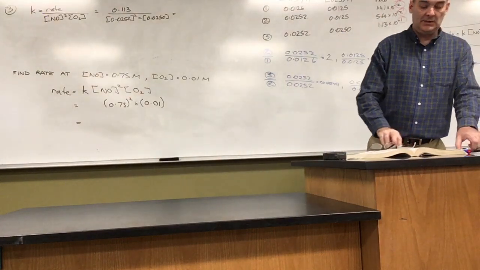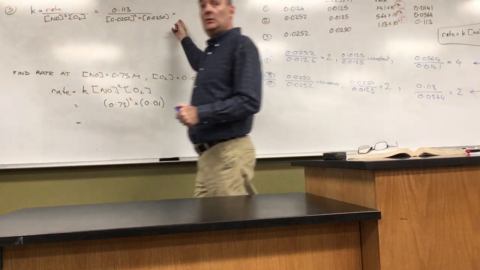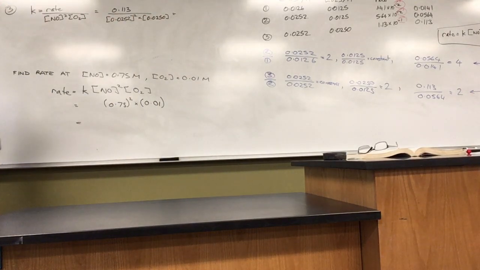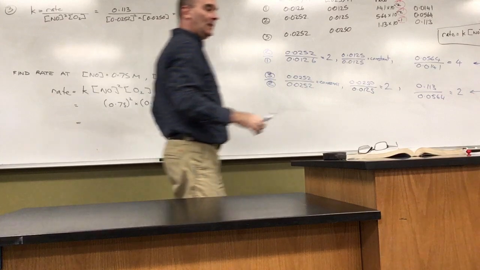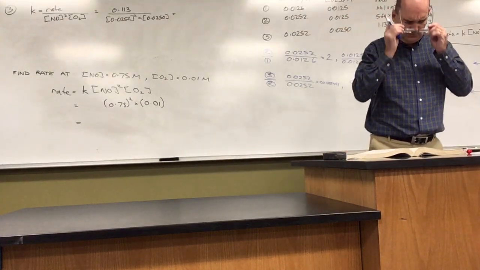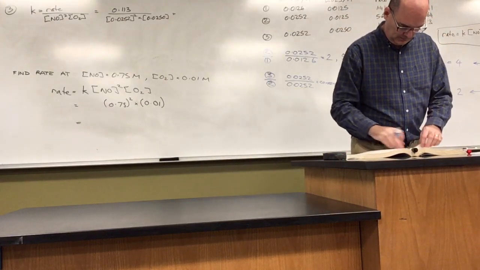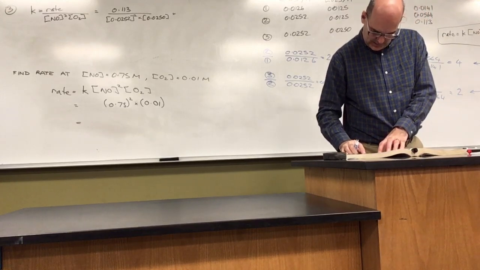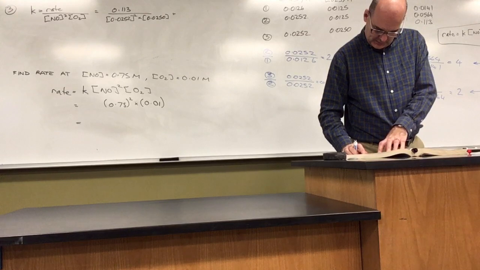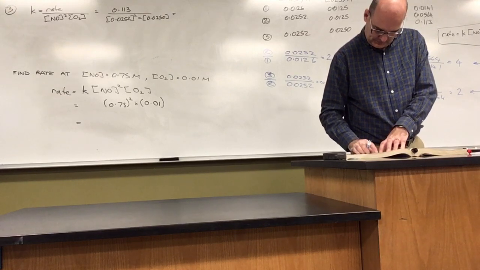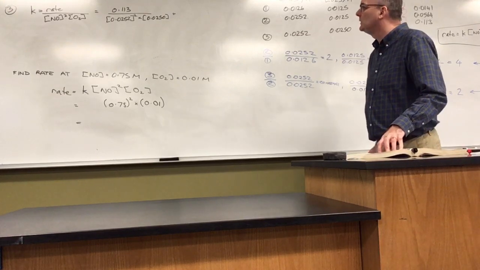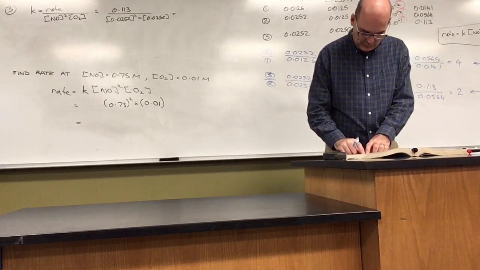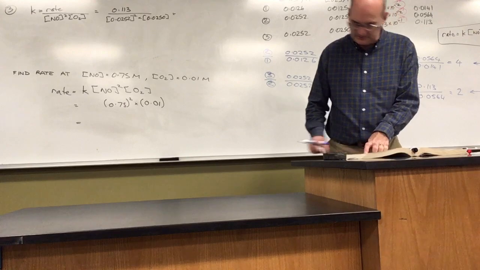So let's find this value of K. Do we have a number? I don't know what it is. I might be able to find it. 7.1. Nope. Which one did I do? 0.113. 7.12 times 10 to the 3.